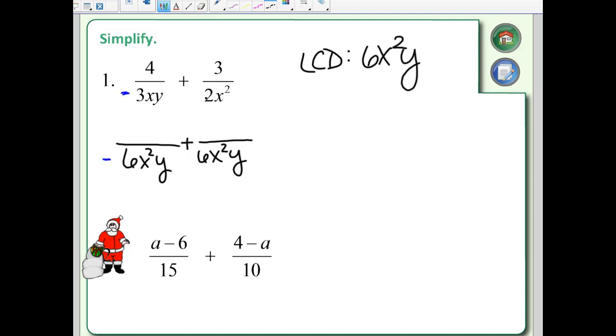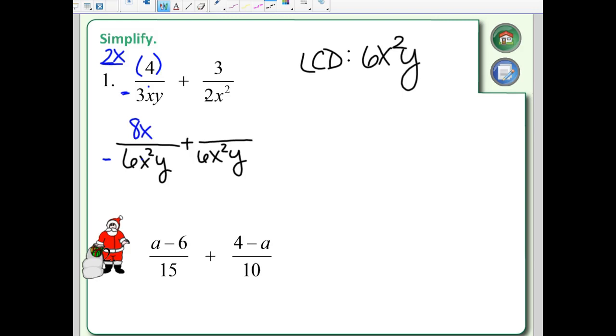So, how do I figure out what to multiply 4 by? Well, I multiply it by what's missing. So, I'm going to have to multiply 3 by 2. If you notice, I have an x here, but an x squared, so I'm missing an x, and the y's are both there. So that means my numerator here is going to be 2x times 4, which is 8x.